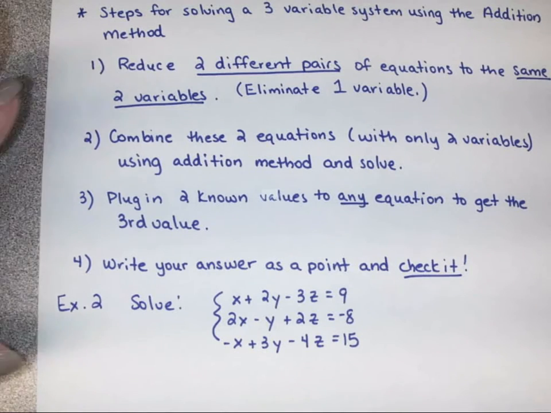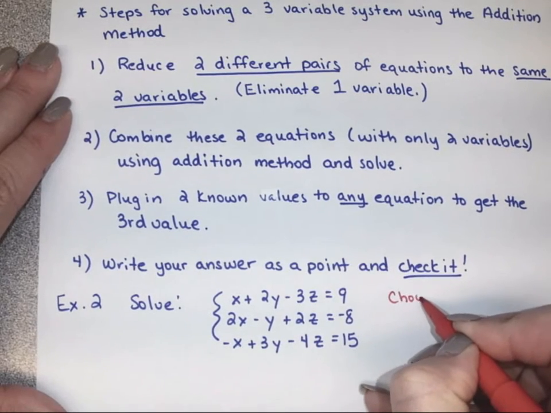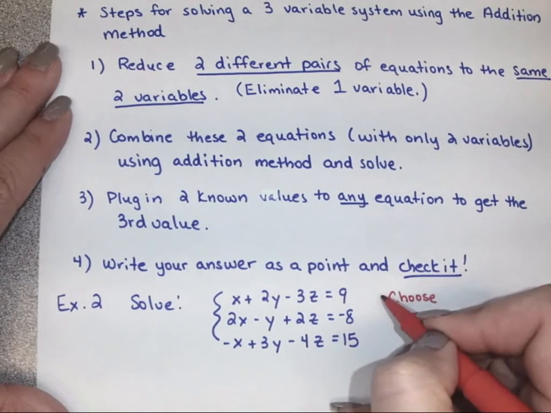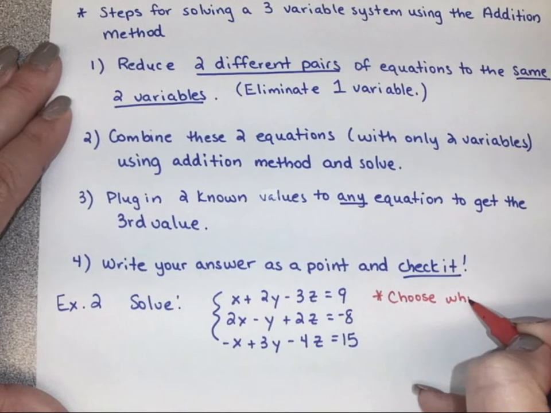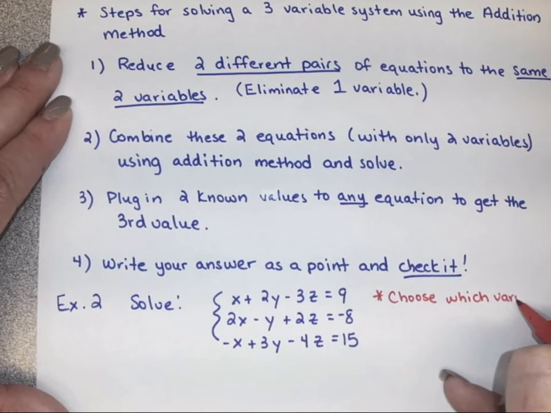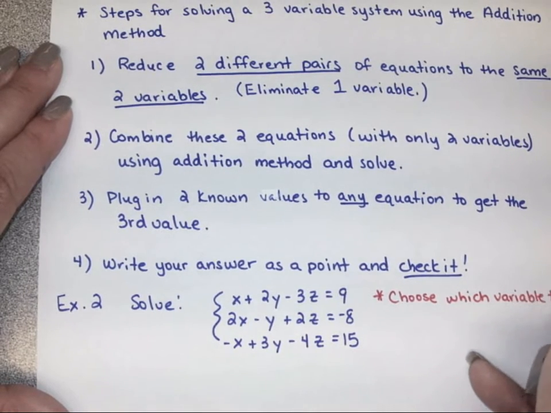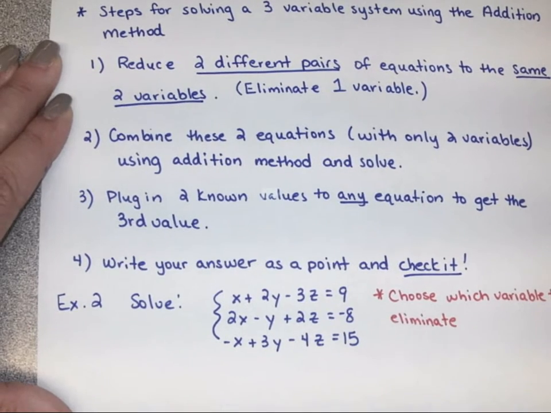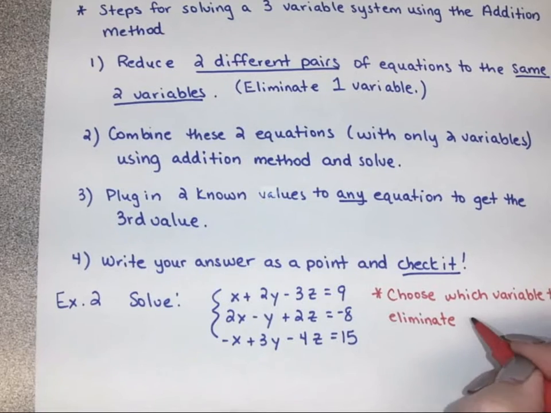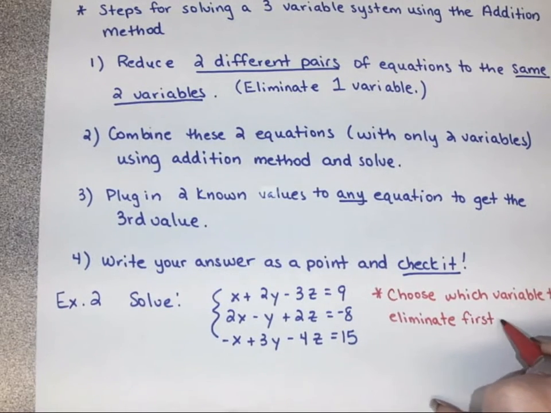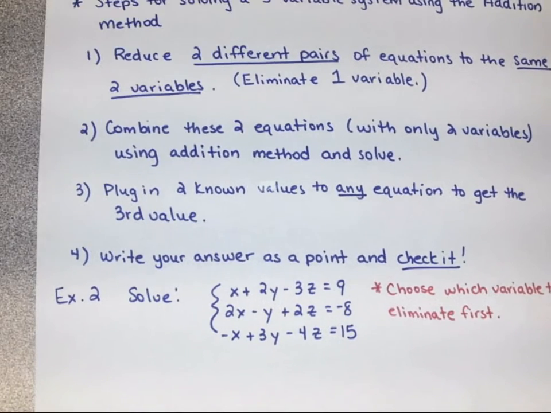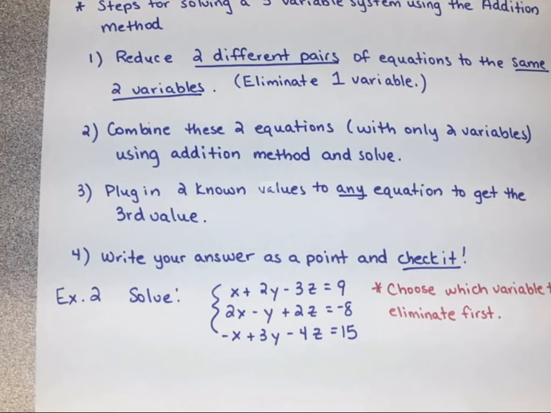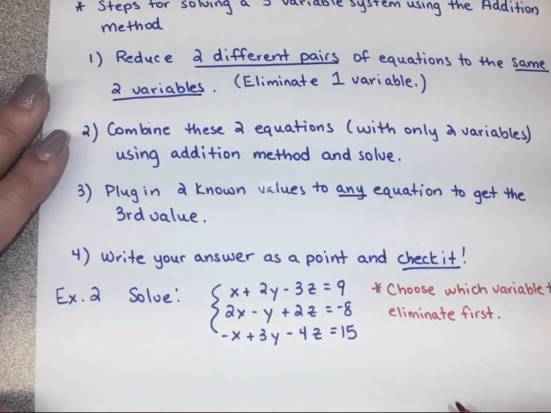Okay, so the first step is, in your mind or write it down, I don't really care, you need to choose which variable you're going to eliminate first. You can get lost in the steps of this problem because it is lengthy, okay? So choose which variable to eliminate first. It doesn't matter which one, so you just want to pick the one that looks the smallest or the easiest to eliminate, okay?